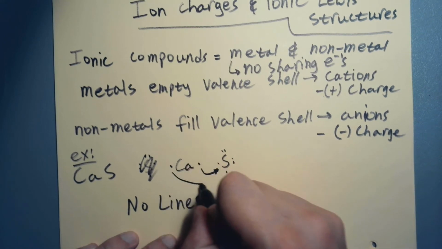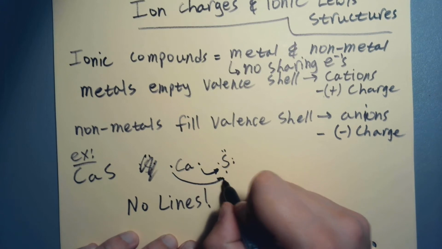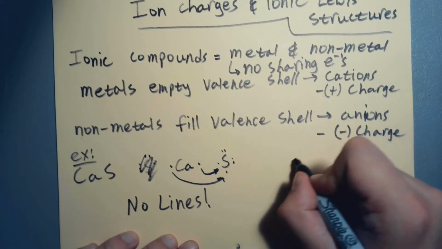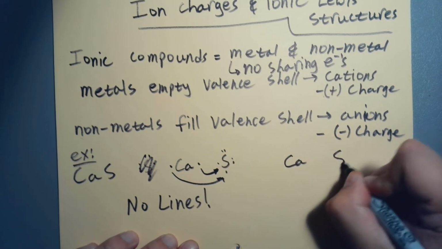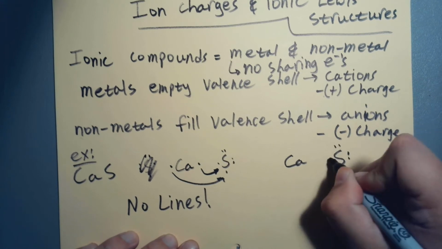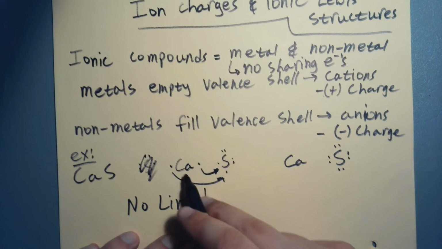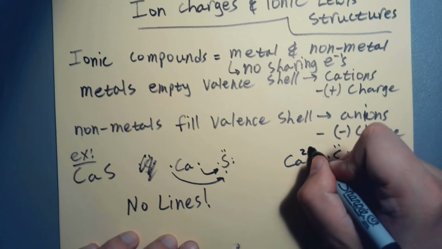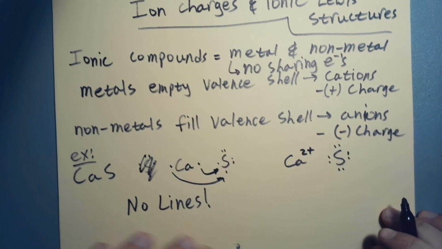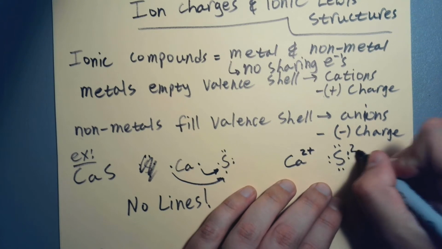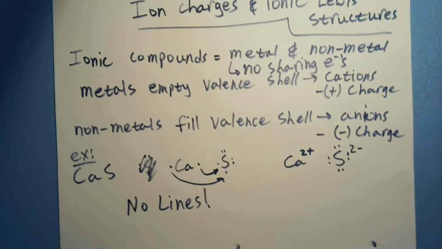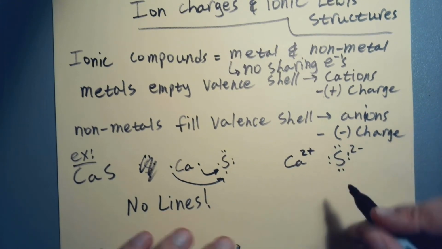All right, and so the second electron is going to move over here as well. And so sulfur is going to be surrounded by 8 electrons now. It's going to have 4 lone pairs around it. Calcium's going to have none. As it lost that pair of electrons, it became a +2. And as sulfur gained, it becomes a -2. So 2 plus, 2 minus.